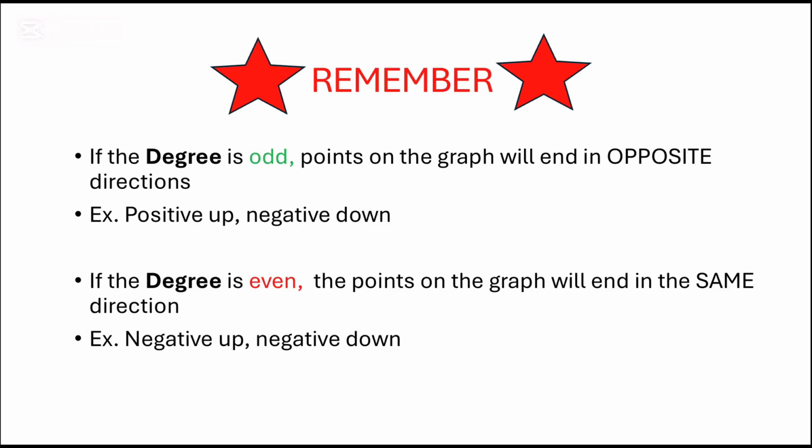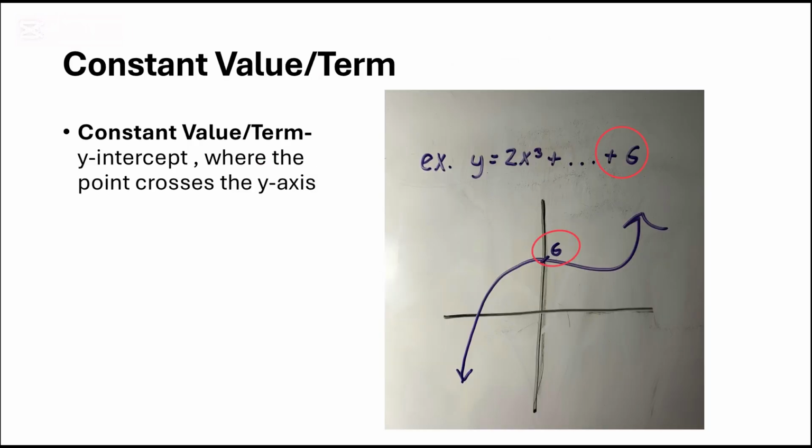So remember, if the degree is odd, points on the graph will end in opposite directions. So an example would be the starting point would be positive and the ending point would be negative. If the degree is even, the points on the graph will end in the same direction. Example would be starting down and ending down.